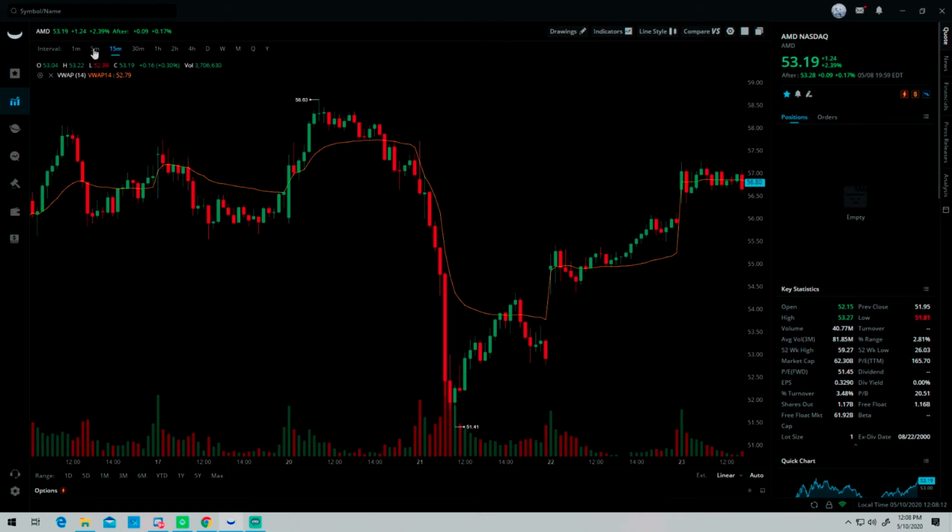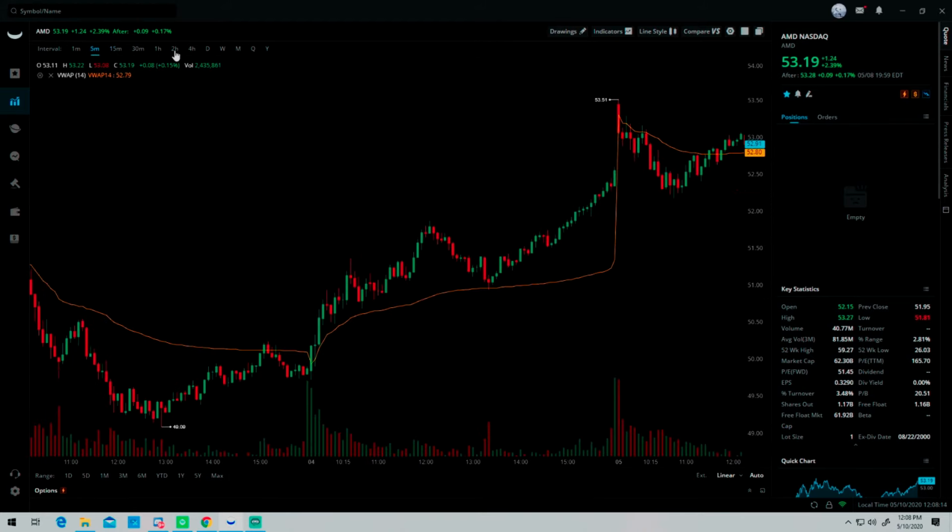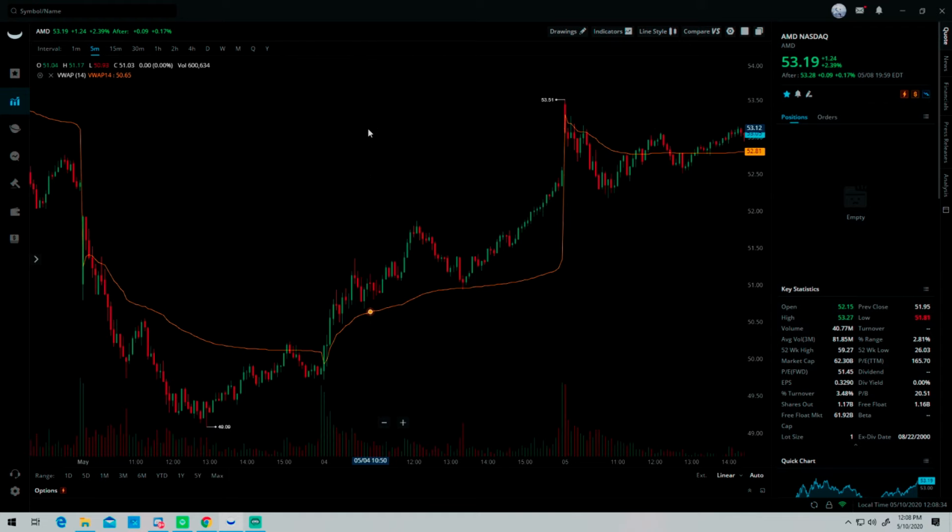So that's VWAP, man. Like I said, it's for intraday use, not really used for long time frames. You can set it. I like setting mine for 14 days. The number is always going to be right there. So when you're watching the ticker and the price, that's the magic number that you want to stay above or below, depending on what kind of position you're in.